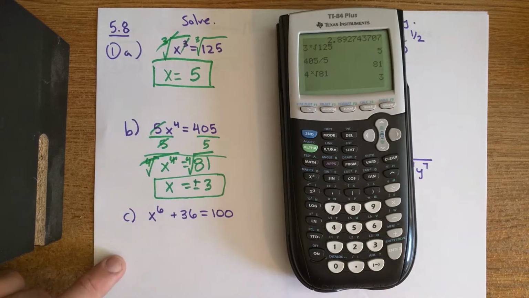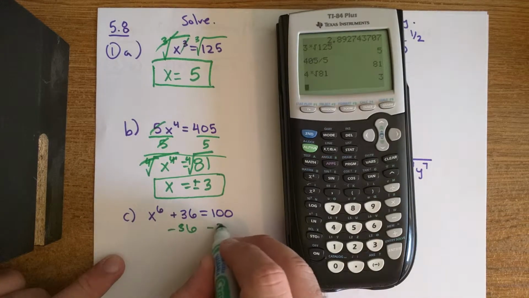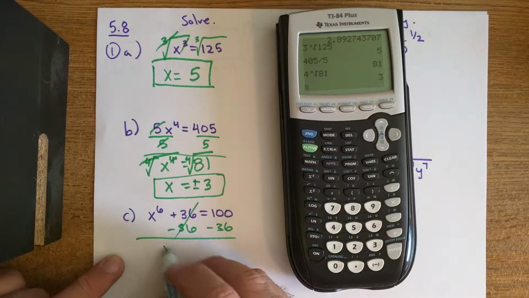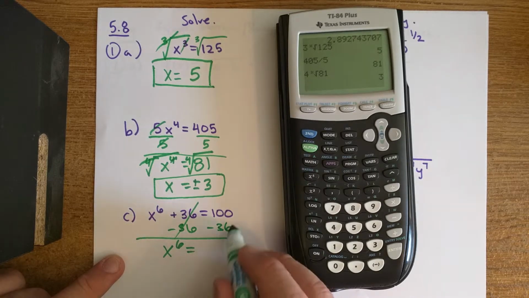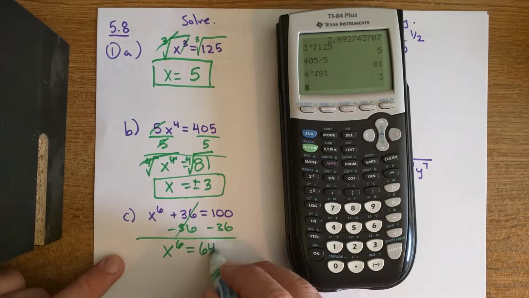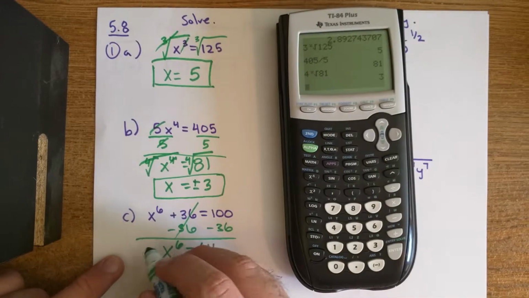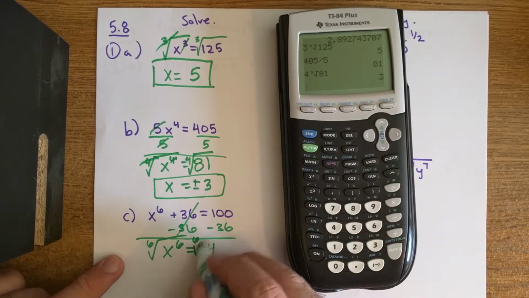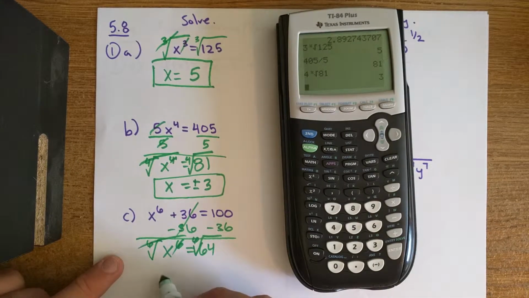Let's go ahead and do part C real quick. First step, subtract 36. Cancel. X to the 6 equals 100 minus 36, which is 64. Now I just take the 6th root of both sides. The power 6 and 6th root cancel. X equals whatever this is.